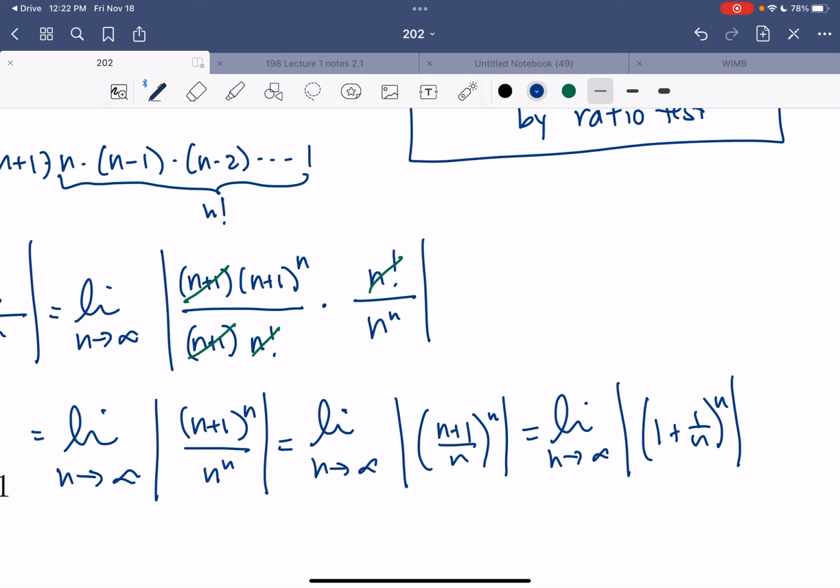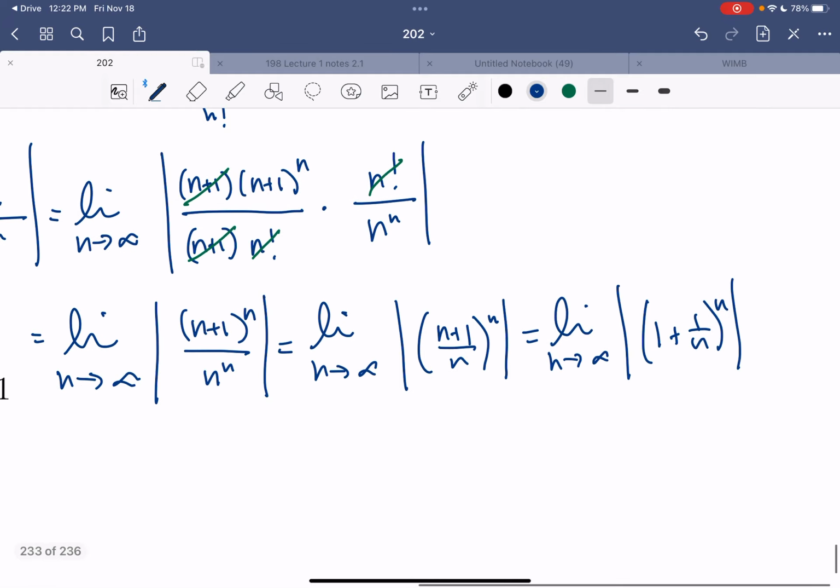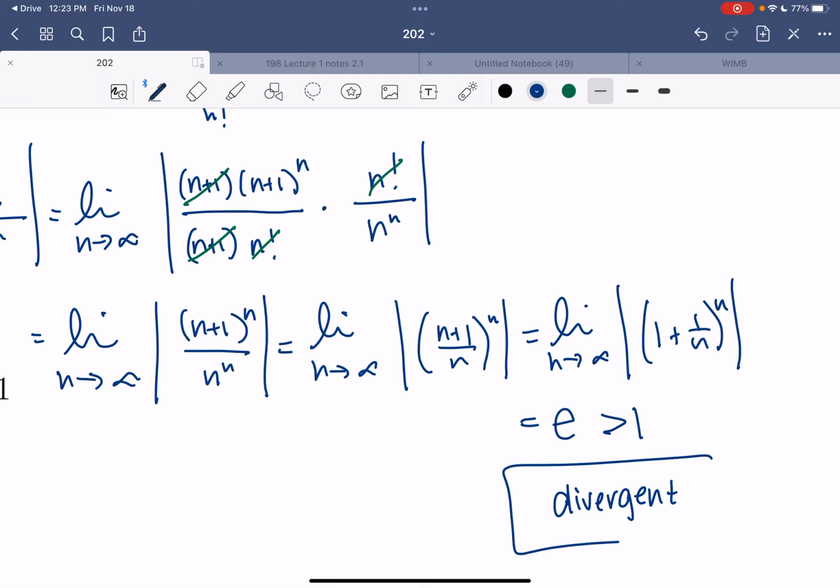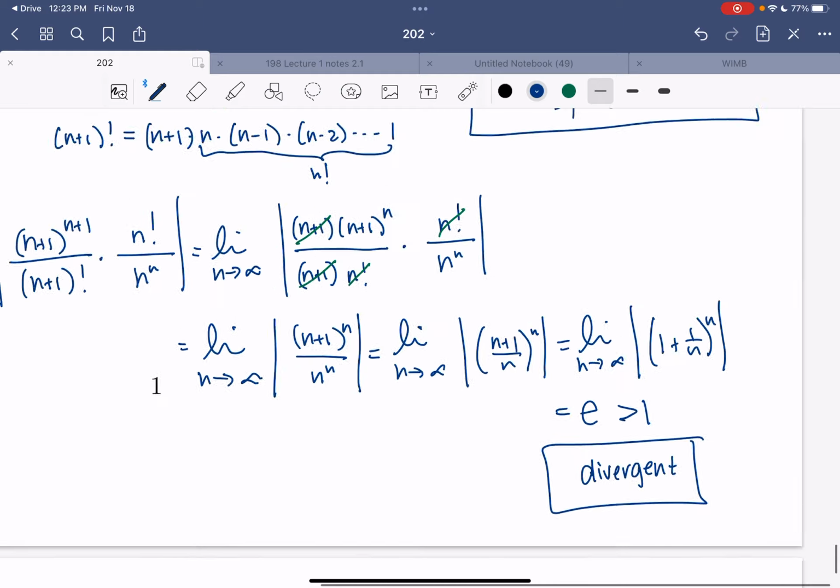Now, this is an indeterminate form because 1 over n goes to 0, and then you get 1 to the infinity. And that's an indeterminate form, but we know that this one is special. This one is defined to be e. That is the definition of e. So our limit here turns out to be e. Now, e is 2 point something, which means this is greater than 1, which means that our series is going to diverge. So this is divergent by the ratio test.